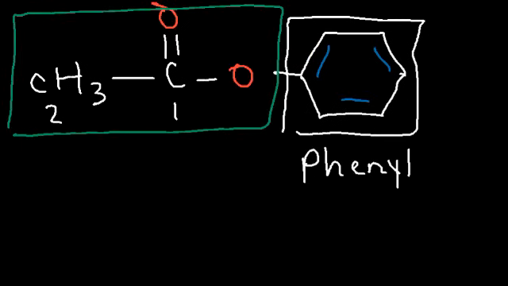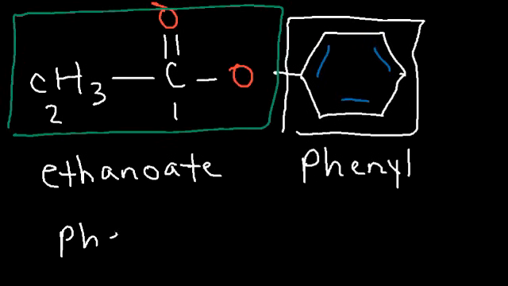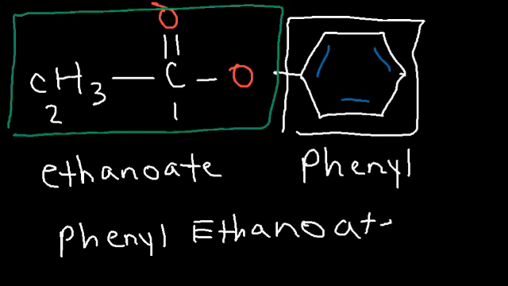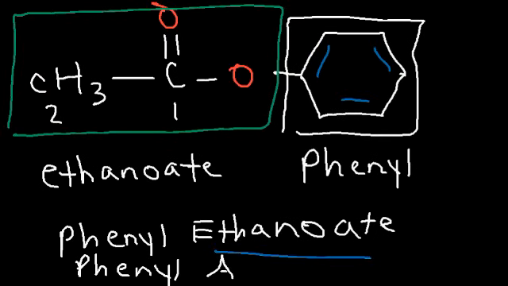So instead of saying ethyl, we're going to say ethanoate. This time, the ethanoate goes at the end, as always, but phenyl comes in the beginning. So it's going to be phenyl ethanoate. So that is the IUPAC name. What's the common name for this? Well, since we have an ethanoate, we can replace it with acetate. So the common name is phenyl acetate.